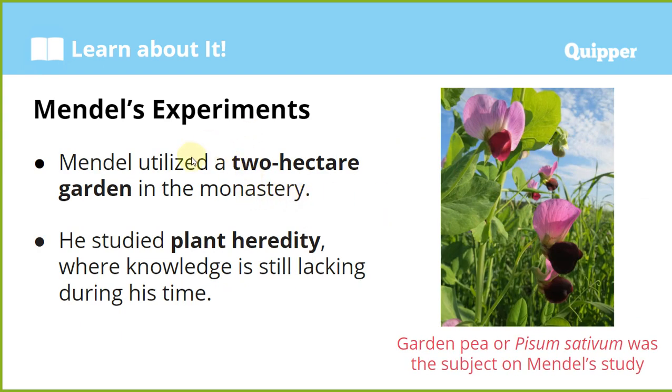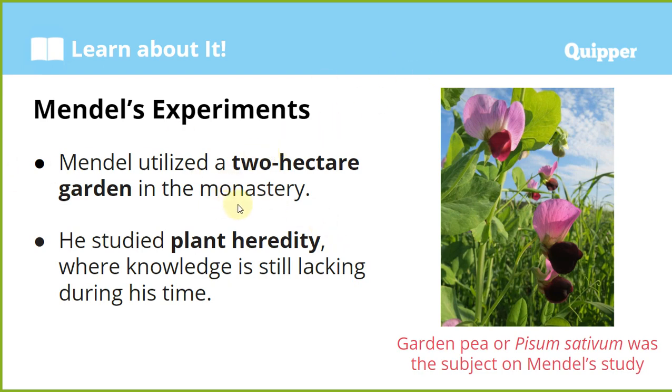Okay? So here, Mendel utilized a 2-hectare garden in the monastery. Ibig sabihin, kung saan siya nag-work, kung saan siya nakadestino, dun din niya. Parang nasa likod lang din to ng monastery. Ano yung pinag-aralan niyang plant? Pinag-aralan niya, class, is the Pisum sativum. It's the pea plant or commonly known as the garden pea. That's his subject of the study.